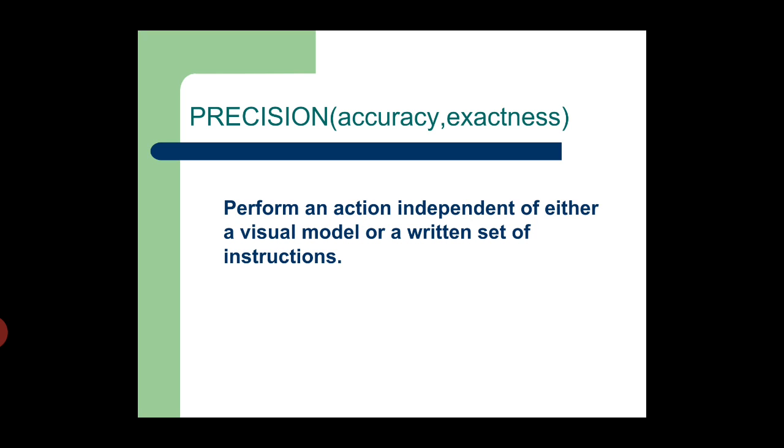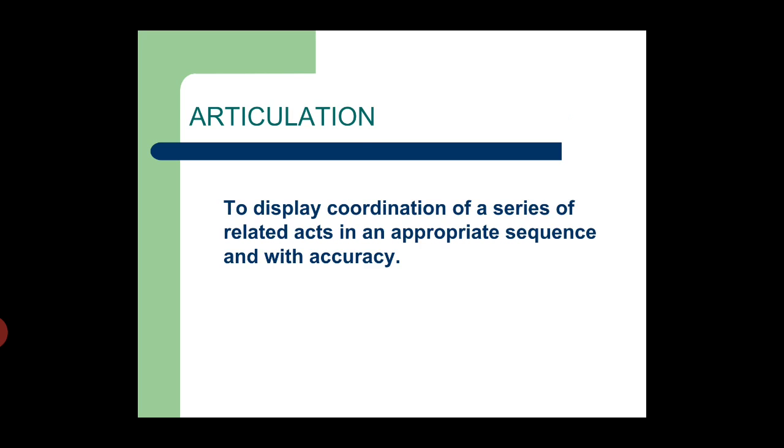Then third is precision, as the word indicates, accuracy or exactness. The students have learned various skills at various situations. Now they are able to perform independently. Firstly, they were performing by following some role model or some demonstrator, but now they are performing the action independently, without the use of a visual model or a written set of instructions, and along with that they are also showing accuracy. How much accuracy they show in that behavior tells about the domain's development of the child.